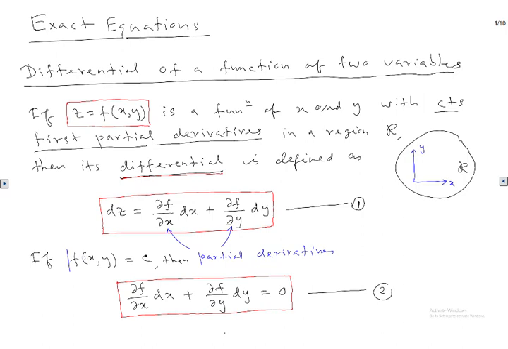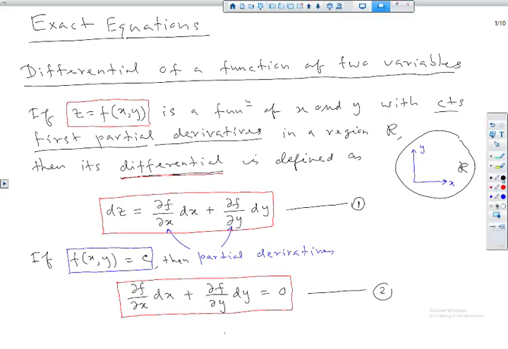So that means if the function is a constant function, what's going to happen? The differential is going to be equal to 0. Okay. Now the goal is we try to go backward. So the goal is, if you know equation number 2, can we find the function? That means, can we find that constant function? So that's the goal. Okay, so let's talk about that.